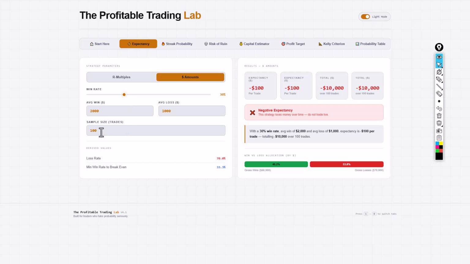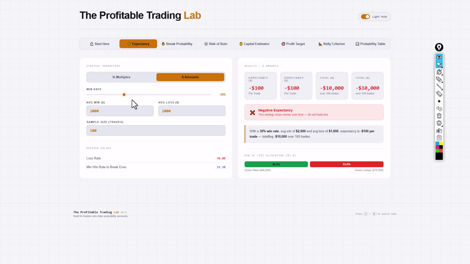So let's say you take 100 trades. Because its win rate is 30%, you can only expect to win 30 trades and you'd lose something like 70 trades if you take 100 trades. Now, because of this, whenever you win, even though you're winning 2 times what you're risking on average, because your win rate is so low, it still doesn't give you a positive expectancy. You end up with, remember, when we had it at 50%, our expectancy was plus $500 per trade.